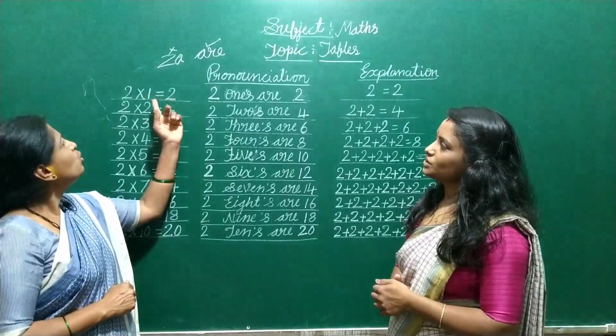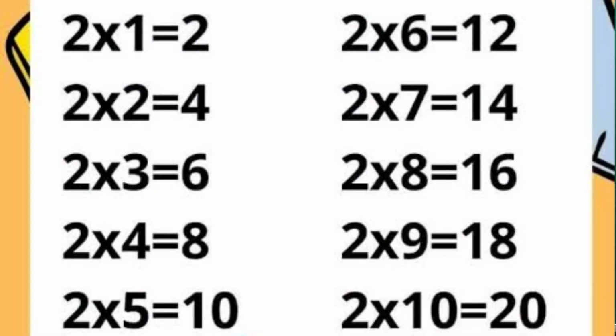Okay, ma'am. 2 ones are 2. 2 twos are 4. 2 threes are 6. 2 fours are 8. 2 fives are 10. 2 sixes are 12. 2 sevens are 14. 2 eights are 16. 2 nines are 18. 2 tens are 20. Once again both we will.